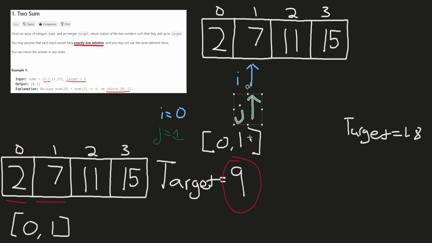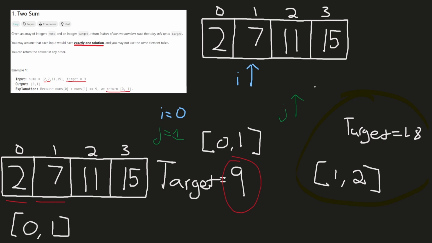Usually it would start here now. So now we do 7 plus 11 is 18. Okay, so now we got it. We returned the values of 1 and 2, and that is our answer for target of 18.